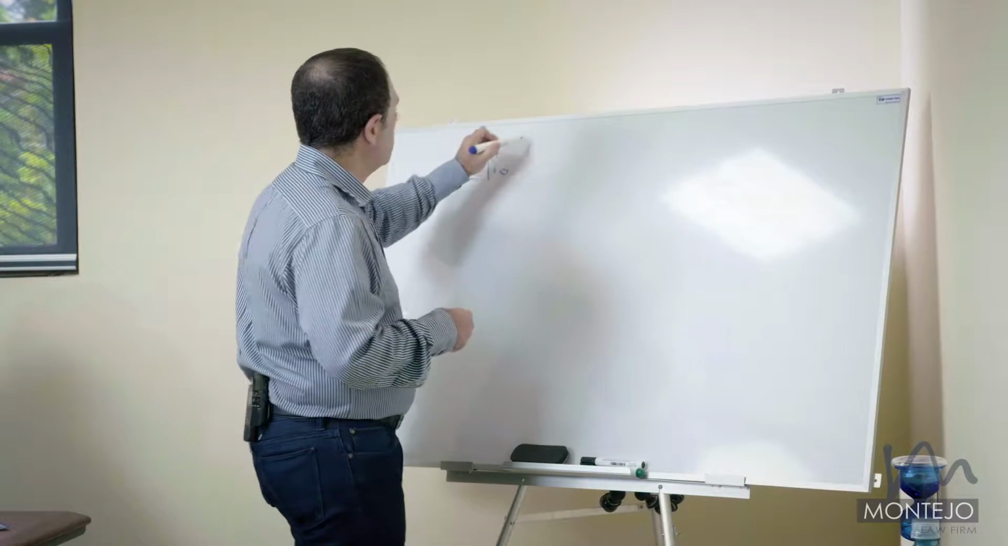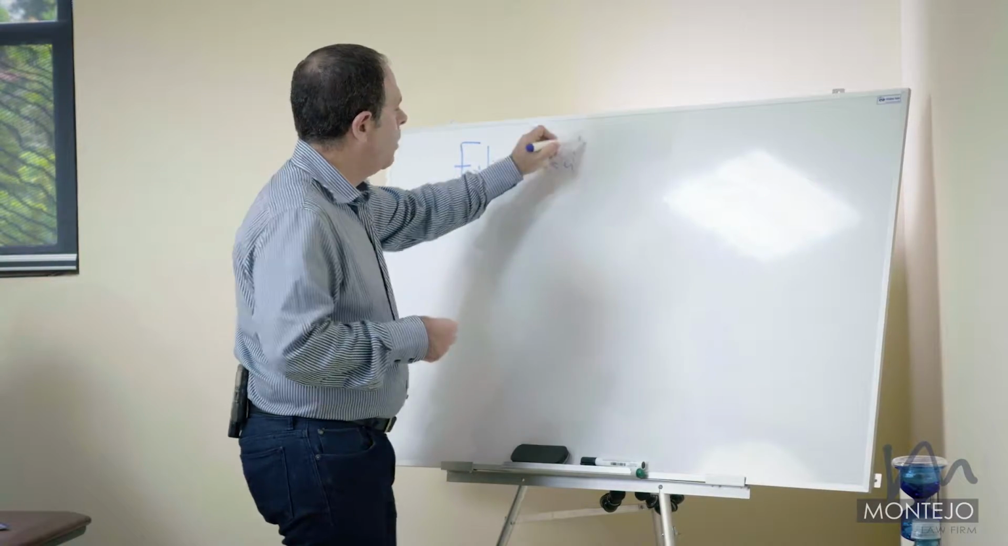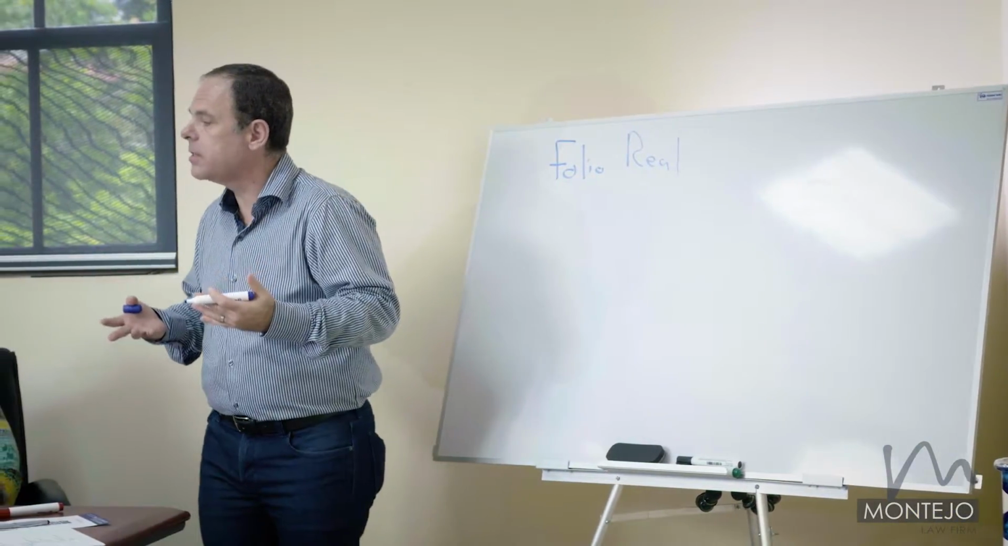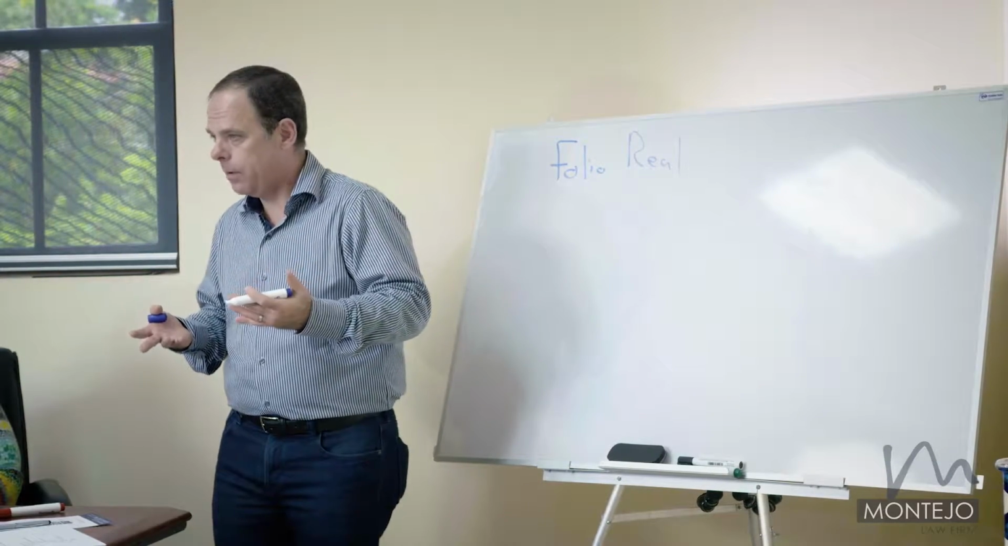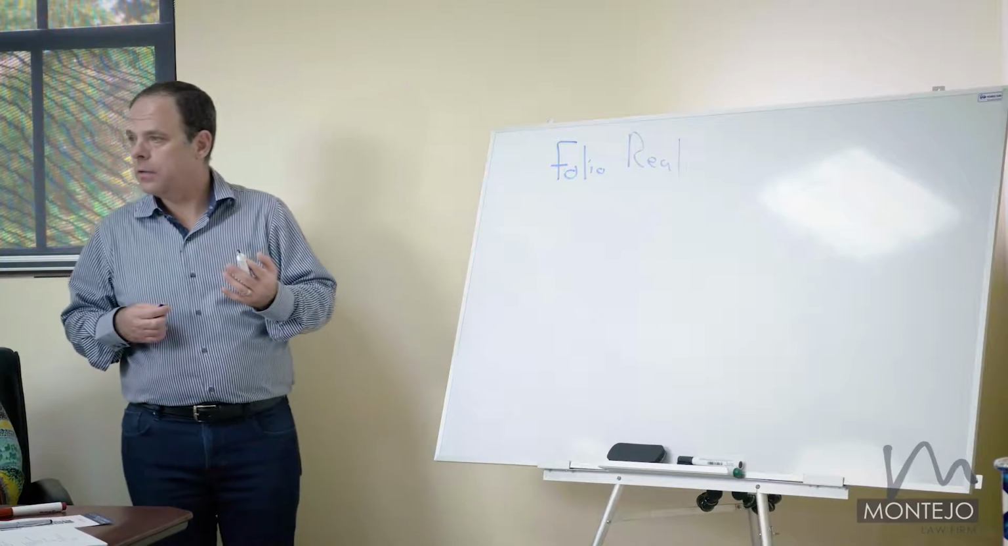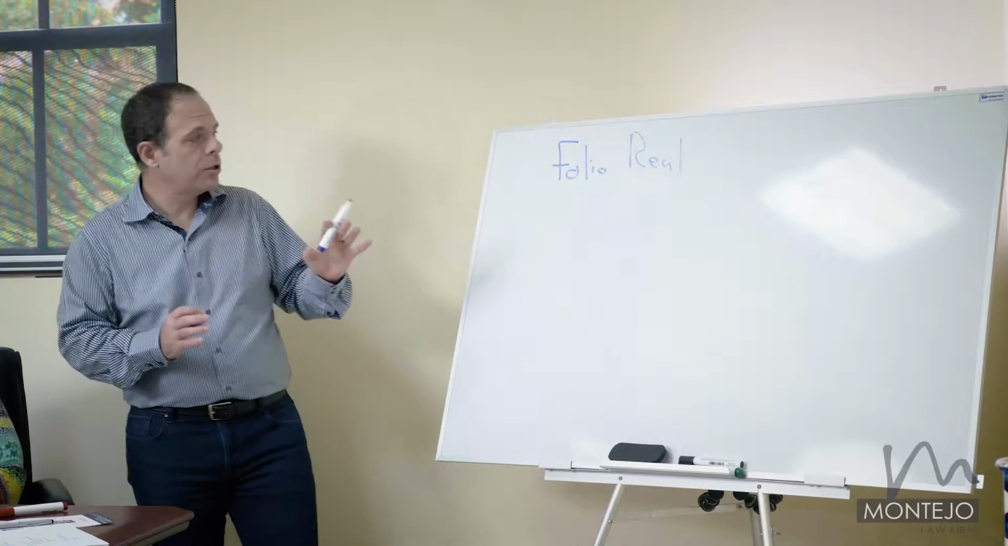And once it's registered, it is going to get a number which in Spanish, in Costa Rica, is called folio real. When you hear the word folio real, it means the number of the property. This folio real is divided in three sections.